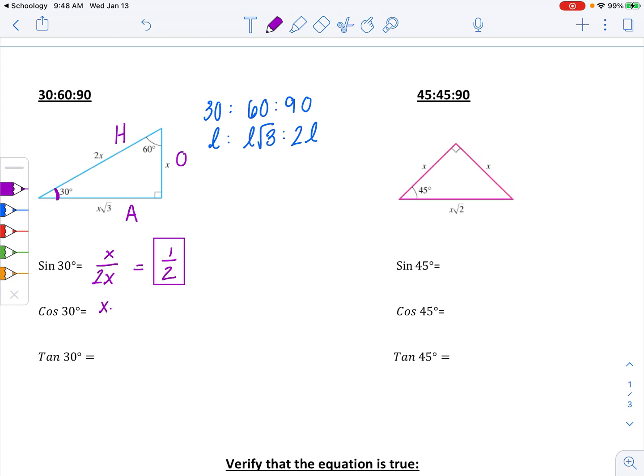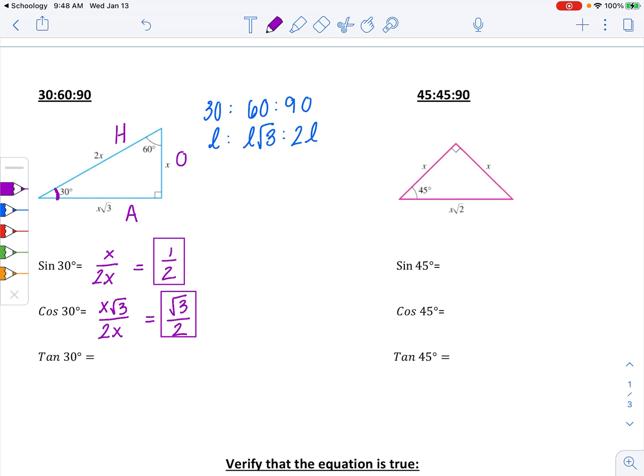Cosine is the adjacent over the hypotenuse. Again, those x's can cancel. So cosine of 30 is root 3 over 2. That is known now.